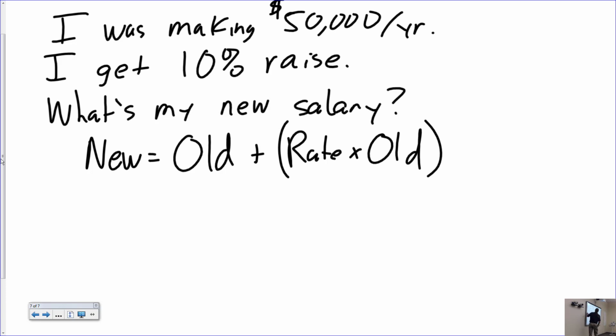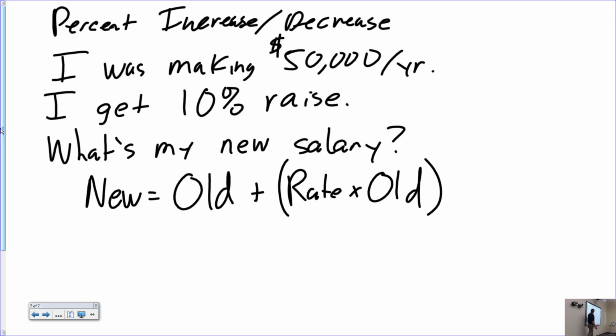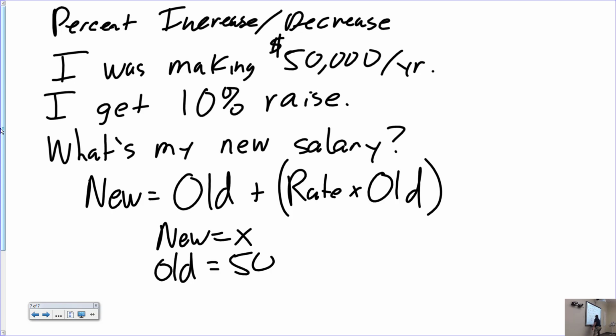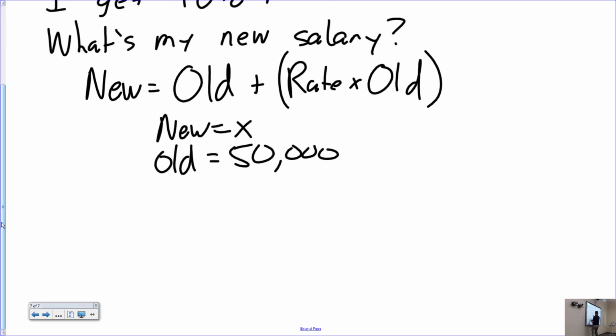Now, based on my problem, what did I give you? No, X is new. X is new, right? We don't know what my new salary is, so it's X. What's my old? 50,000, because that's what I was earning last year, right? Therefore, it's old. And then what else did you get out of this, right? The freebie point, right?